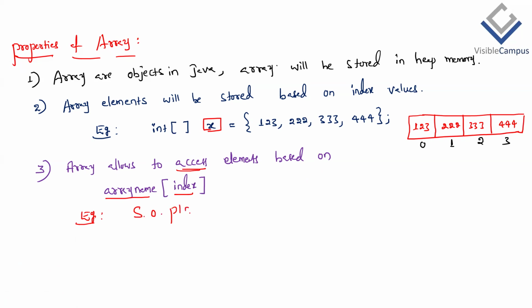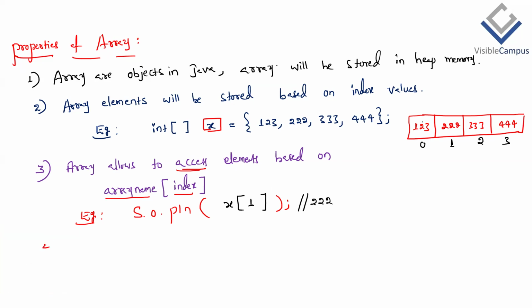system.out.println, this is to print. But for printing, we have to access now. How to access? The array name. What's array name? X is array name. And square brackets. What's index number for this? 1. So if we access 0, we'll get output as 123. If we access 1, 222, 2, 333 like that. So for this line of code, we are going to get output called as 222. This is what the meaning of my property 3. Clear? Next.